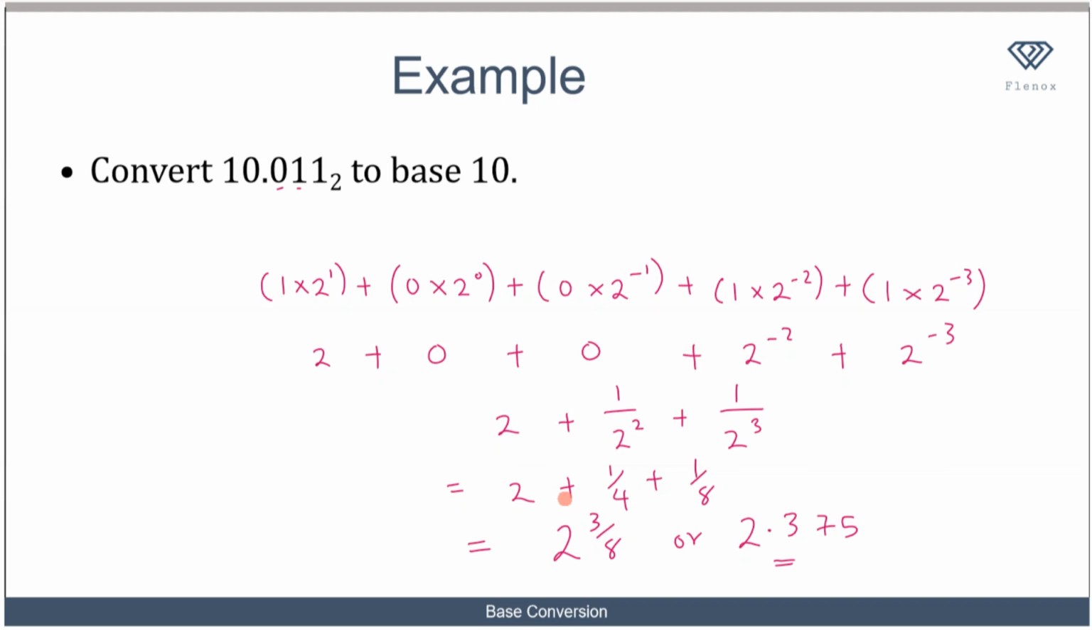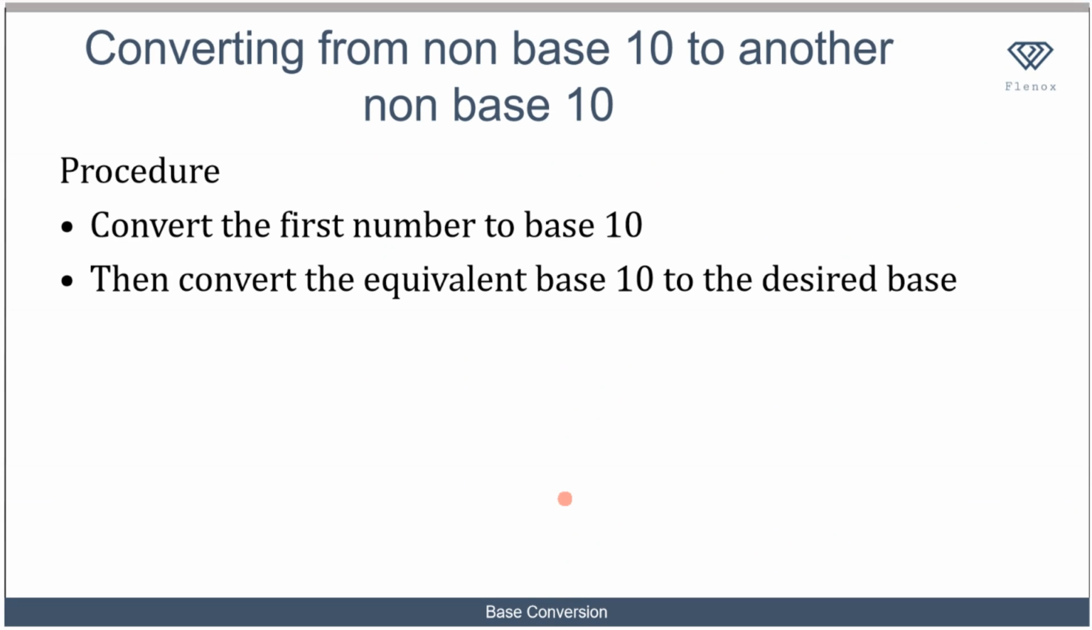Now finally in this topic, we are going to be looking at how to convert from a non-base 10 number to another non-base 10 number. So let's say I'm given a number in base 5, and I'm told to convert it to base 7. So how do I deal with situations like this?